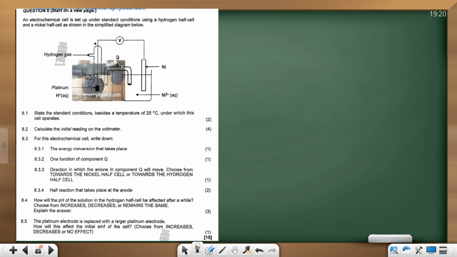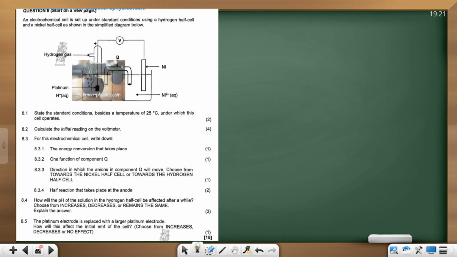Done. How will the pH of the solution be affected after a while? Choose increase, decrease, or remain. This we can only answer once we know our anode. Can I answer that quickly? Please, which one is my anode? You sure that nickel is on top? Yeah. Confirm. Quickly, I want to just answer that.